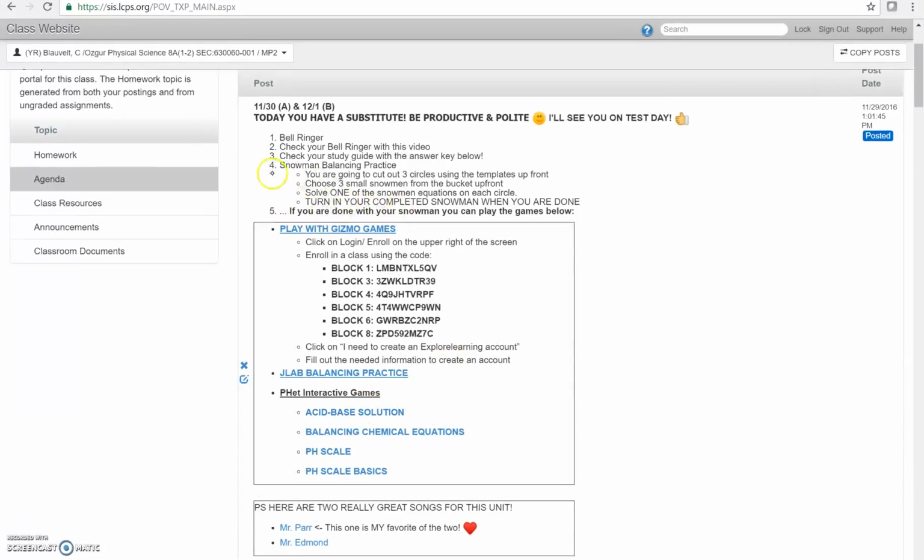And where are we? So snowman practice, turn your completed snowman in when you're done. And if you are done with the snowman and you have extra time before the bell rings, I have all these review games available for you to access. So I tell you how to log in. Just click on the links here, and we have pH scale, we have acid base, we have more balancing practice if you're having trouble with balancing. This one's balancing as well. So go ahead and play around with those just to get a little more review.